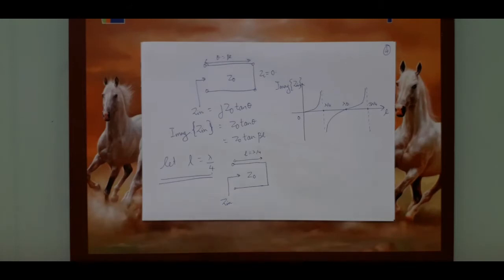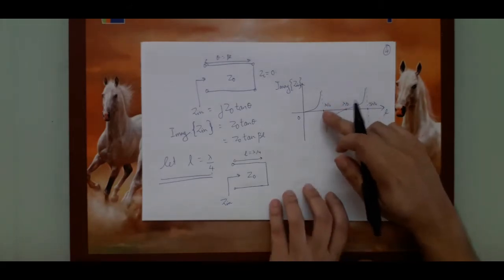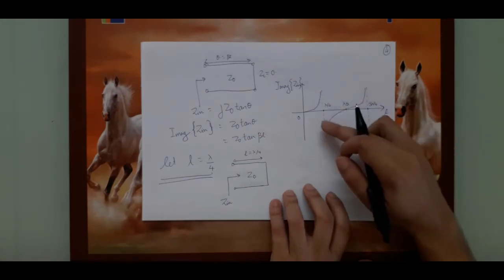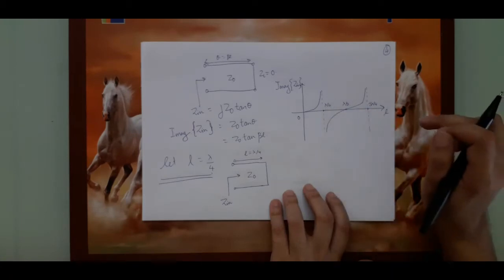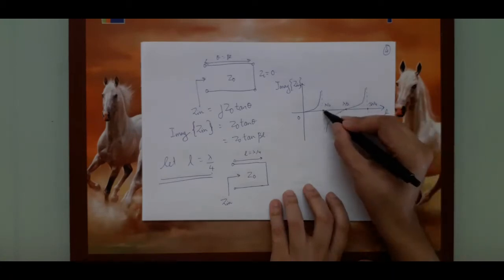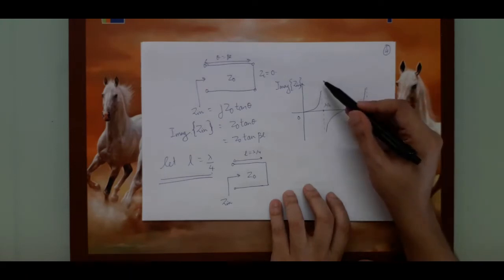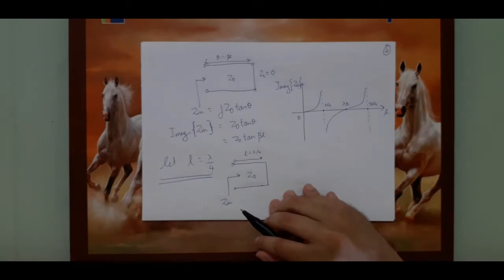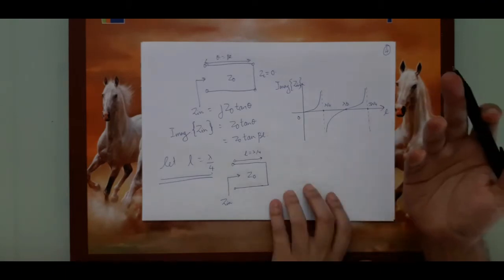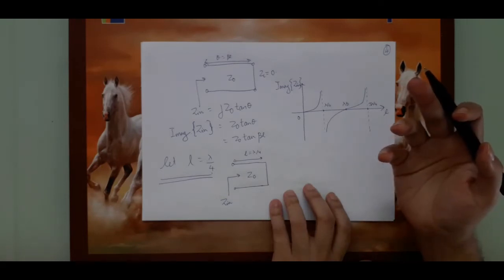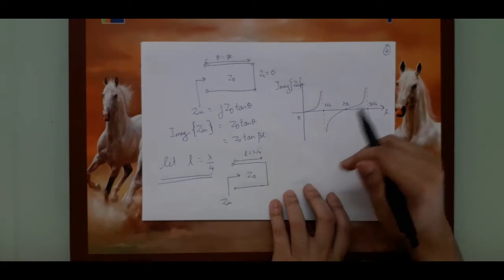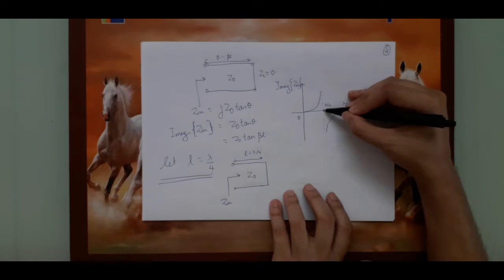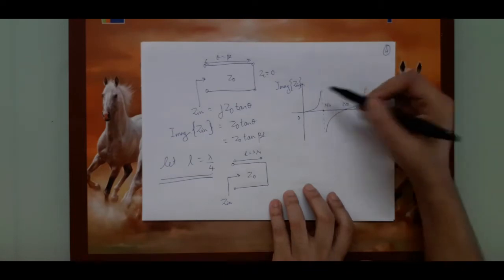Now, what will be Zin? Obviously, Zin is something you can see, not quite discernible from the graph, because slightly left of lambda by 4, it goes to plus infinity, and slightly right of lambda by 4, it is starting from minus infinity. So, it looks like an open circuit, yes. But as you know, open circuit is plus infinity. Okay, so in some sense I can say that if I am just delta left of lambda by 4, I will come to an open circuit.